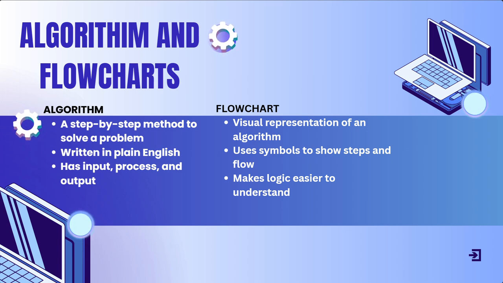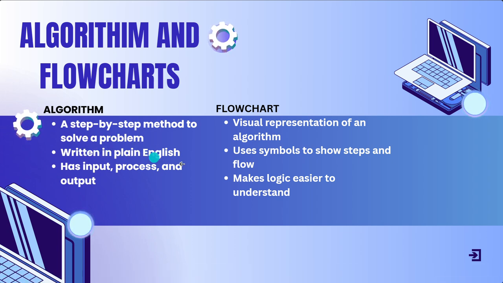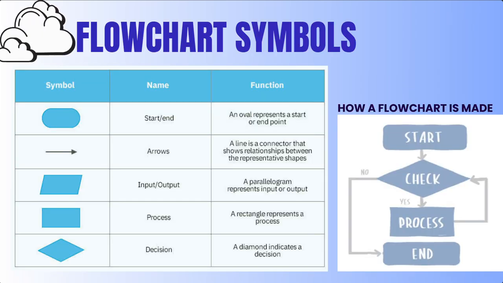We cannot directly read a code and understand what is written in it, until and unless we know the basic concepts of programming languages. So when it is written in English language, step by step, that is called an algorithm. And when it is shown as a visual representation, as a picture showing the data flow, that is a flowchart. So an algorithm is a step-by-step method to solve a problem, written in plain English language, and has input, process and output. And a flowchart is a visual representation of an algorithm, uses symbols to show steps and flow, and makes logic easier to understand.